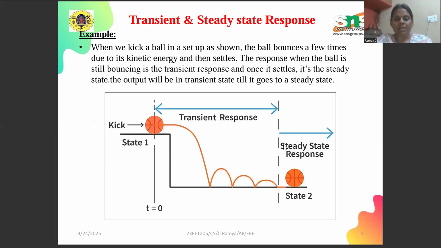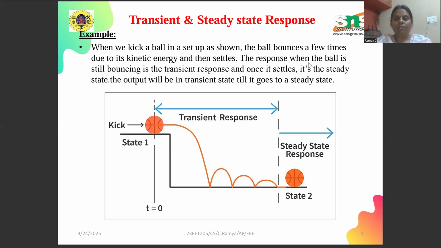So now we have some idea about the transient state as well as the steady state. Now it is easy to understand with the example of a ball. Let me explain this question first. When we pick a ball in a setup as shown, the ball is in state 1 when time equals 0. The ball bounces a few times due to its kinetic energy and then settles. You can see this ball bouncing a few times, and this magnitude keeps reducing, and after a particular time it gets settled at state 2.